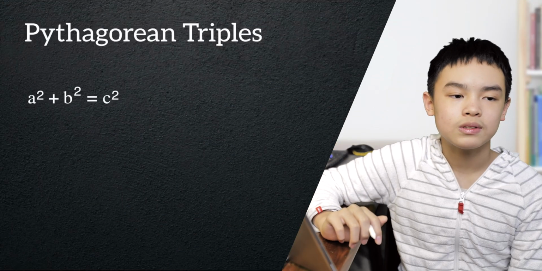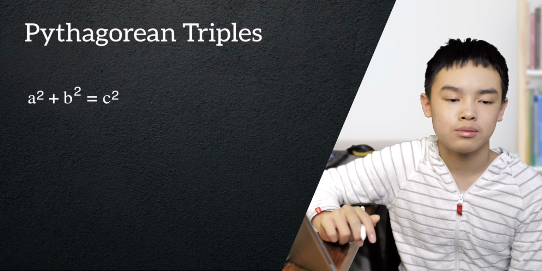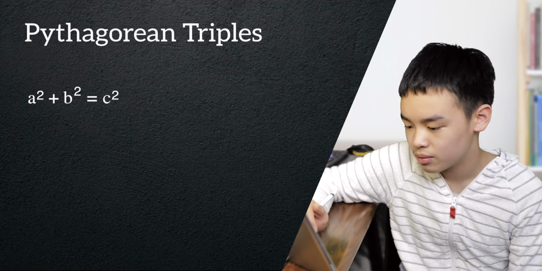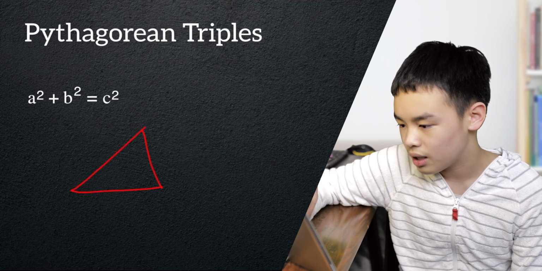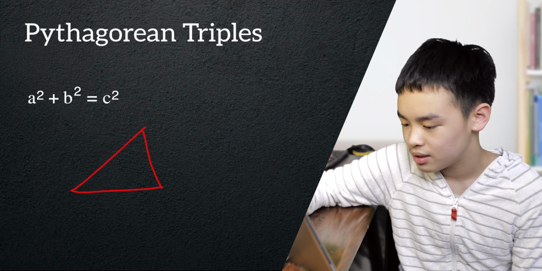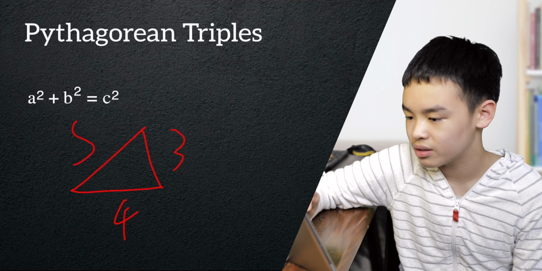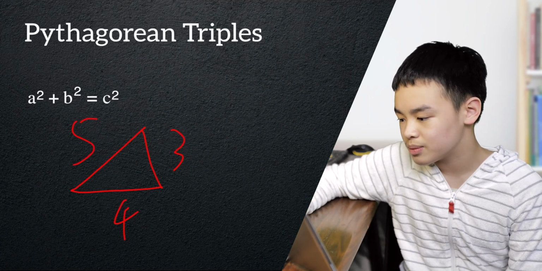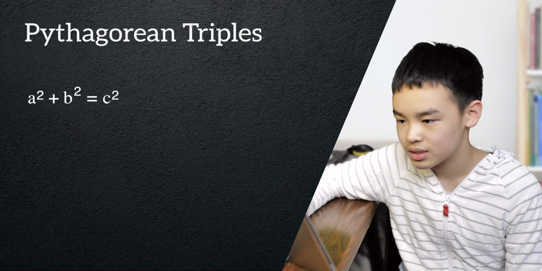So, Pythagorean triples, you've probably all heard of it. a squared plus b squared equals c squared, and then we're just going to draw a good old right triangle. Not very right, who cares? 3, 4, 5. Yes, 3 squared plus 4 squared equals 5 squared. It's the most beloved of teachers.